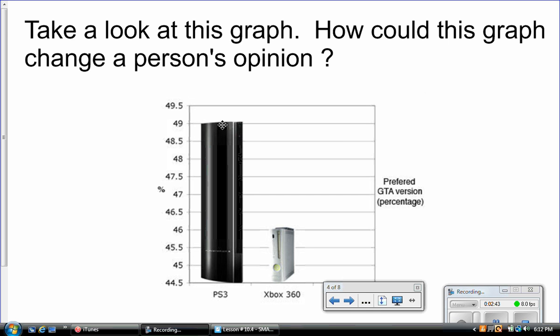So we see that the amount is 49. When I look at the Xbox 360, and even though they've turned it sideways too, the amount is 46. Now, that's only a difference of 3. But again, the difference in the size of the graphics is throwing off our understanding. We would think that the difference between PS3 and Xbox 360 is much greater than it really is.